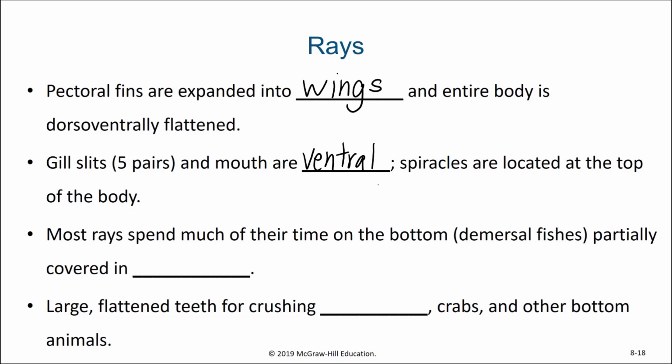Now, most rays spend much of their time on the bottom. They are demersal fishes, and they spend that time partially covered in sediments as a form of disguise and protection from predators. Rays have large flattened teeth for crushing mollusks, crabs and other bottom fish. So they aren't preying on fish or using the sediments as a way to ambush their prey.